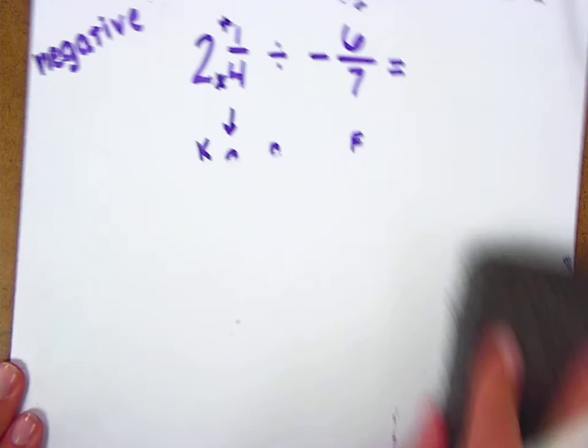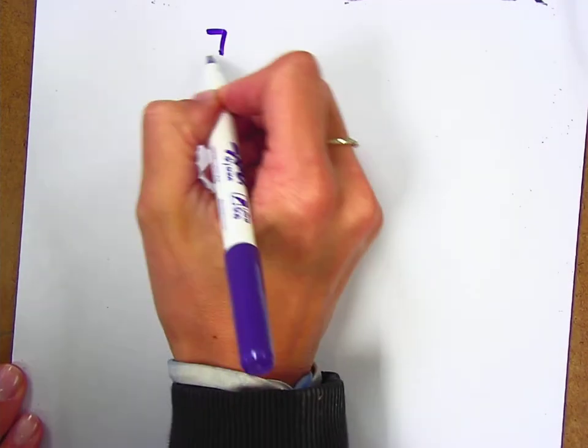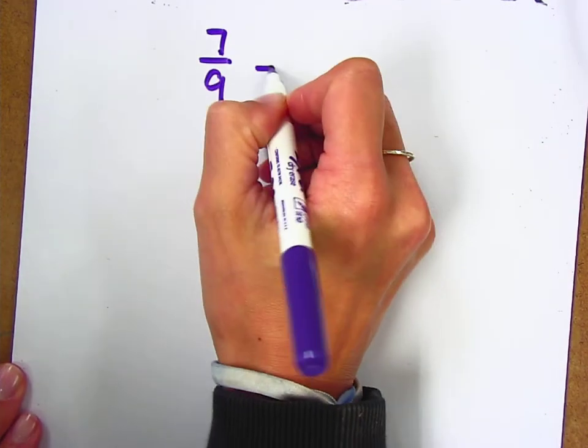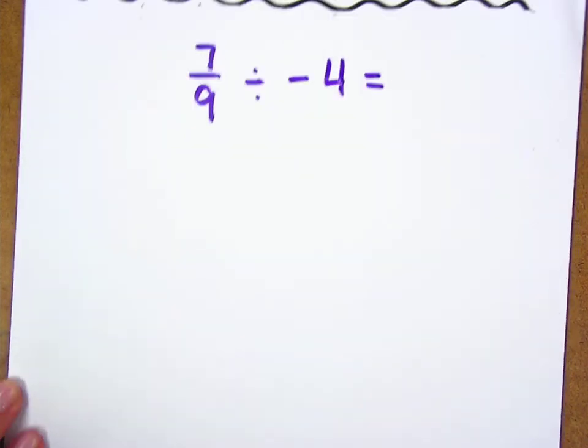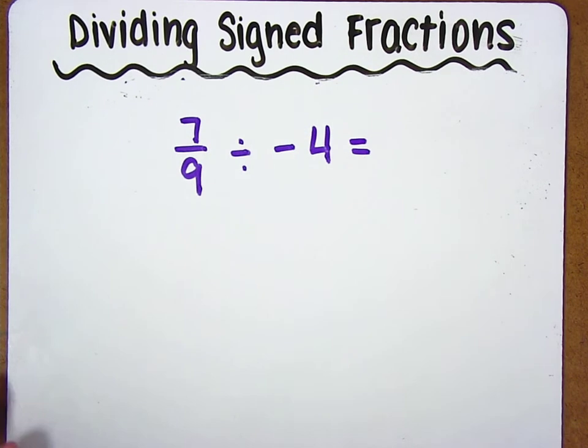Let's go through one more example. 7/9 divided by -4. This example is now different because I'm dividing a fraction by a whole number. We still need to follow those same steps, so we need to make sure we change any mixed numbers or whole numbers or integers into improper fractions.